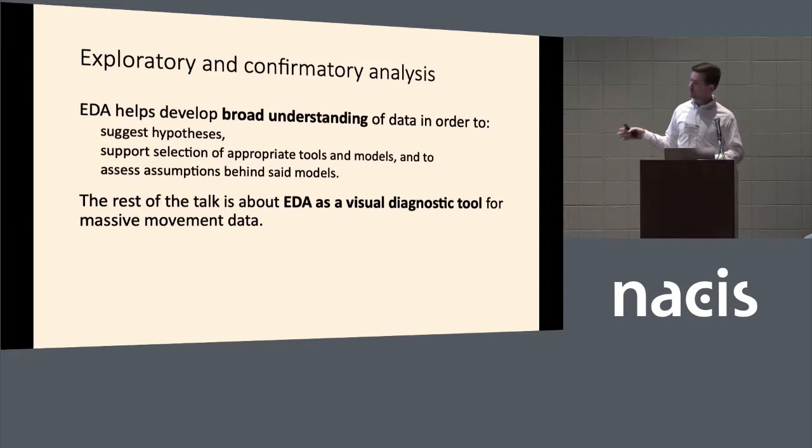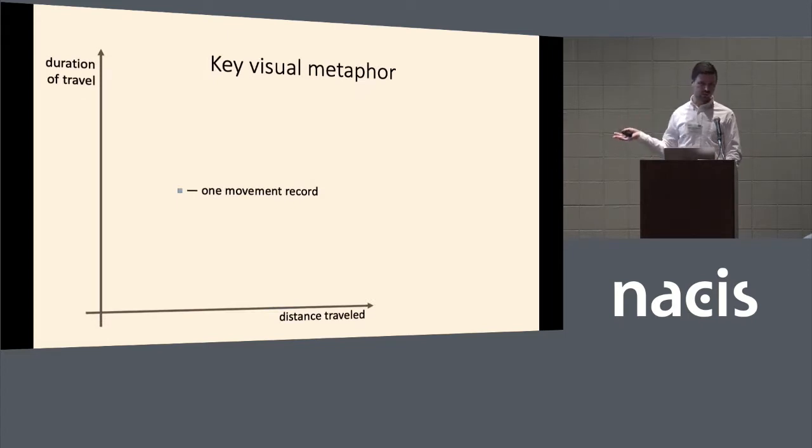So the rest of the talk is going to be focused on exploratory data analysis as a visual diagnostic tool for whatever sort of stuff you want to do with all of that fantastic future data. There's going to be one key visual metaphor used throughout the talk. It's a scatter plot. So if you tweet in the morning before leaving the hotel and then you tweet from here, as you guys all do, I treat that as one movement record.